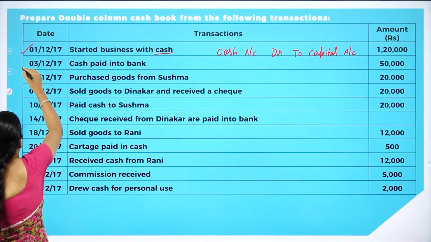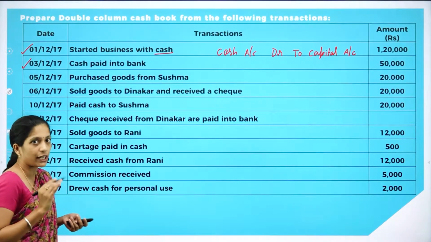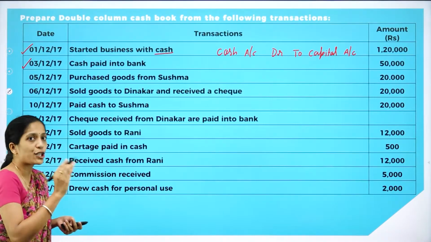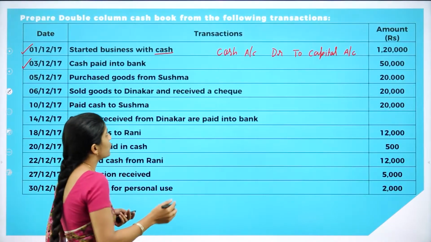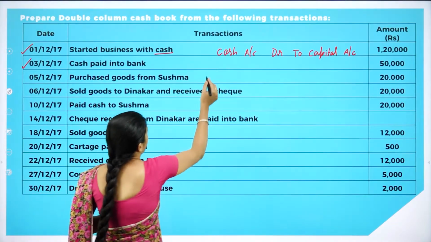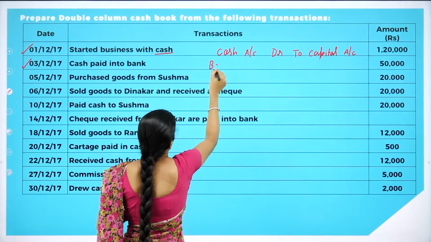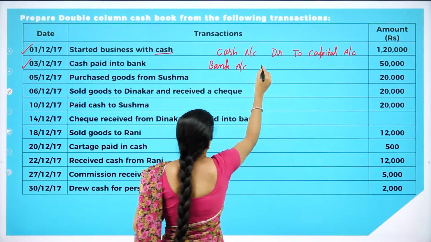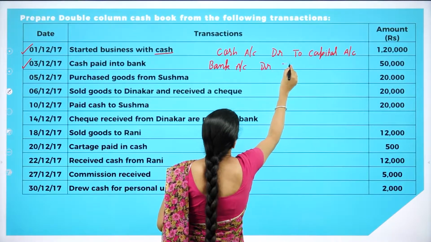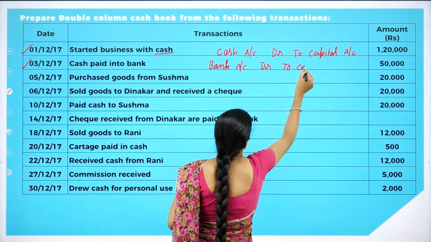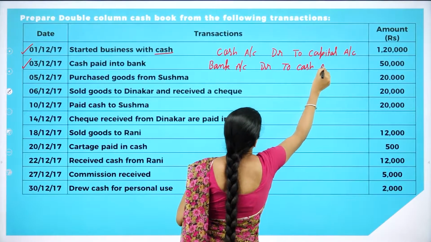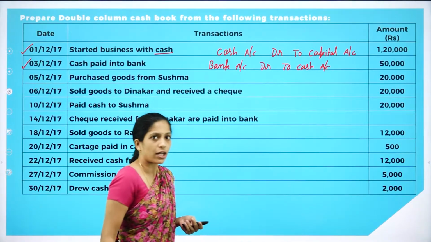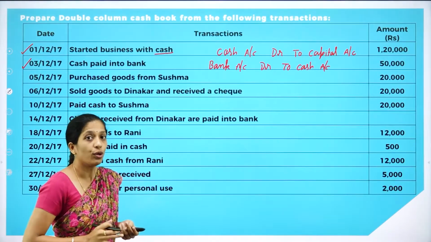Now moving on to the second transaction which has taken place on 3/12/2017: cash paid into bank. So what is the journal entry? When cash is paid into bank, who is receiving that cash? So bank is receiving that cash. So bank account debit, and what goes out of the business? Cash goes out of the business. So to cash account. So we have to credit cash account. So bank account debit to cash account.